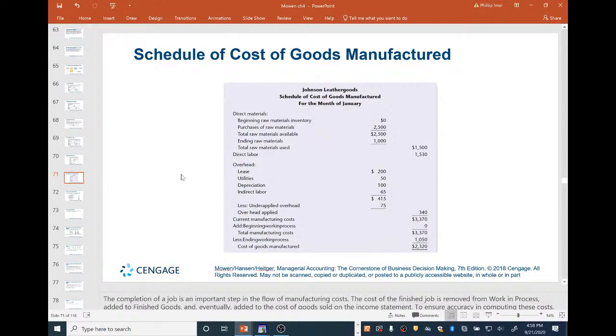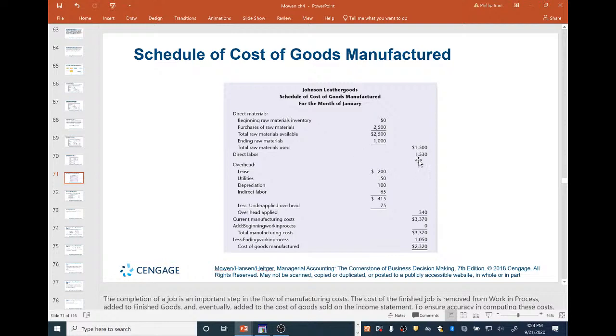Okay, this is a schedule of cost of goods manufactured for the direct materials right here. Obviously, we have beginning materials inventory, plus the purchases. That'll give us total raw material available. And then back out the ending raw material will give us the total use. So same thing as cost of goods sold. Beginning inventory plus purchases minus ending inventory gives us what was used, right? So there's total raw materials used based upon this formula.